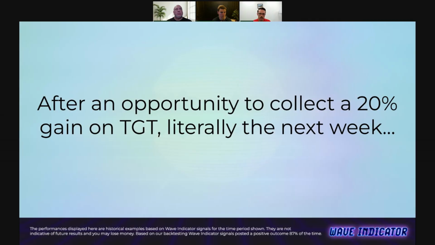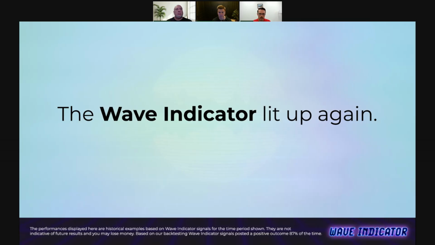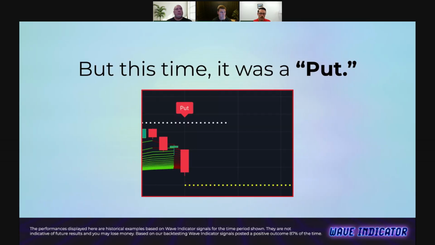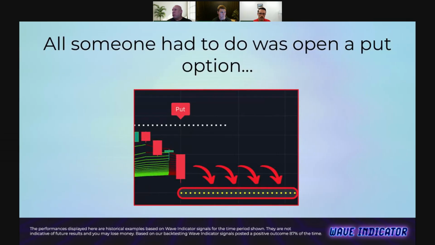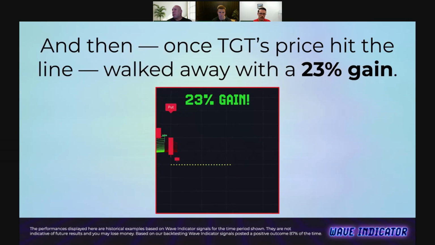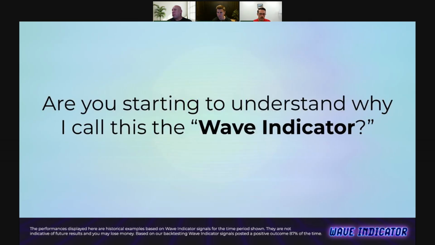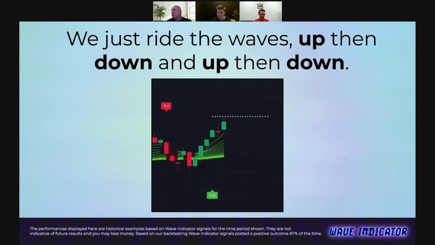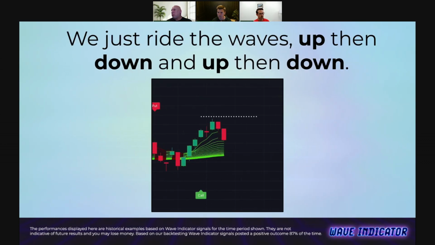So after an opportunity to collect a 20% gain on Target, literally the next week, the wave indicator lit up again. Now, this is the same ticker, Target again, but this time it was a put. Now, all someone had to do was open a put option, wait 48 short hours, and then once Target's price hit the line, walk away with a 23% gain. You probably understand why I call this a wave indicator, right? Because we ride the waves up and down and up and down. We're not playing just one direction with this, up and down, up and down.